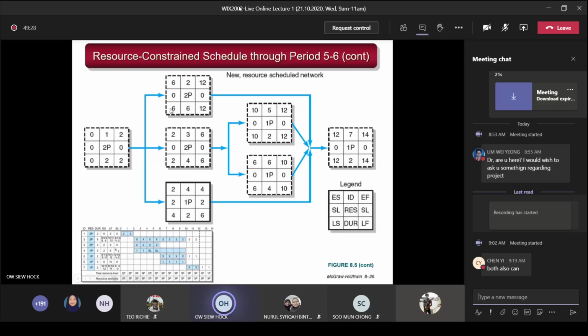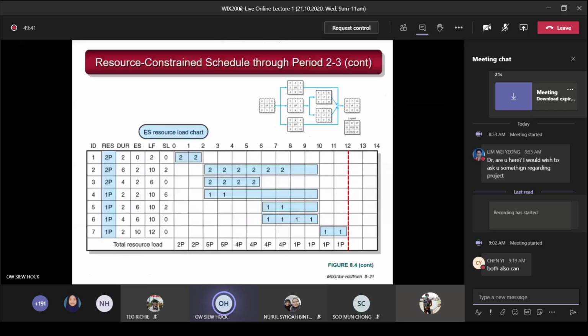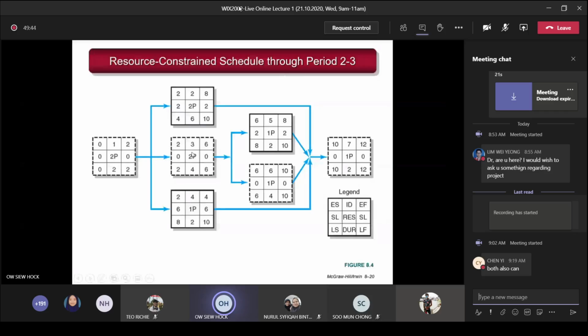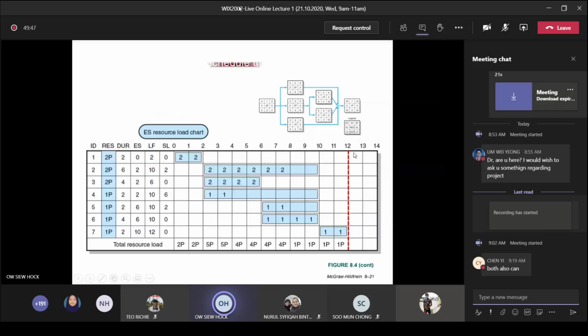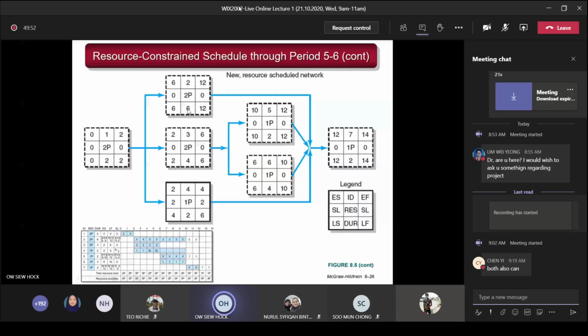So now you can see, the original critical path was from 1 to 3 and then 6 to 7, right? If you look at the original one, it is 1, 3, 6, 7. But now, after you solve the resource constraint problem, you can see here 1, 2, 7 is a critical path, 1, 2, 3, 5, 7 is a critical path, and 1, 3, 6, 7 is also a critical path with all the zero slack now.